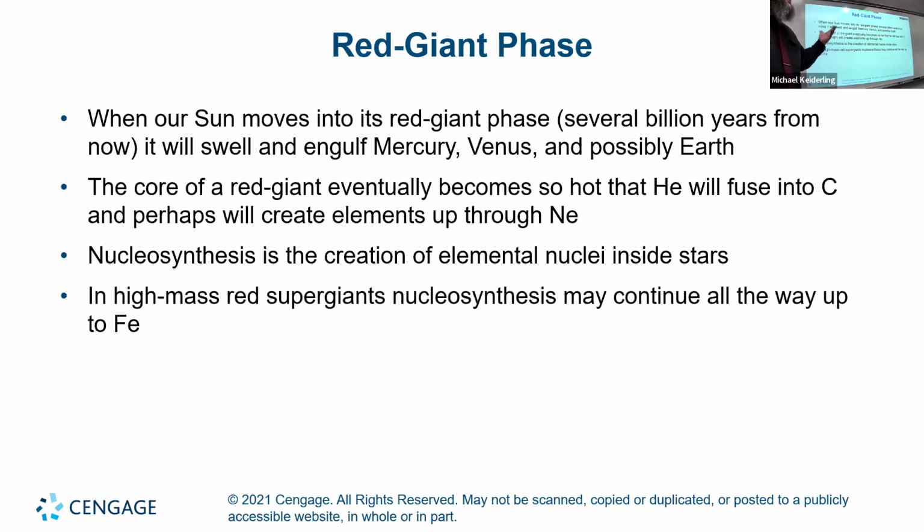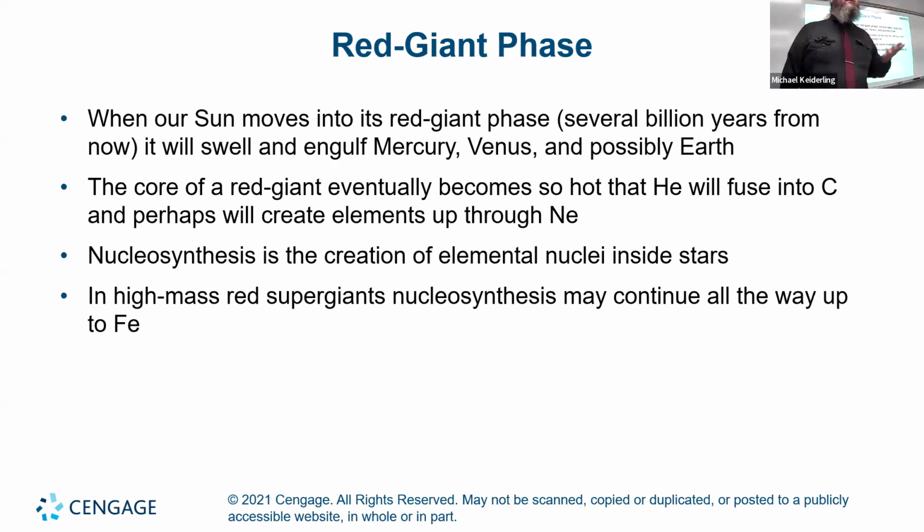And so this is the process of nucleosynthesis, which is the creation of elemental nuclei in stars. And basically every element heavier than helium, so every element on the periodic table past helium, comes from stars. Now, in high mass stars, red supergiants, you can build up more layers and the core can get even hotter. And you can actually achieve nucleosynthesis all the way up to iron.